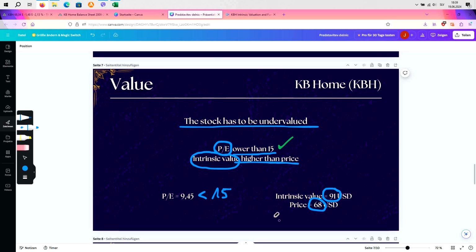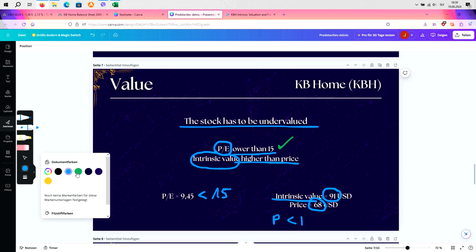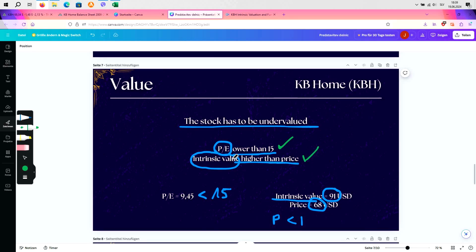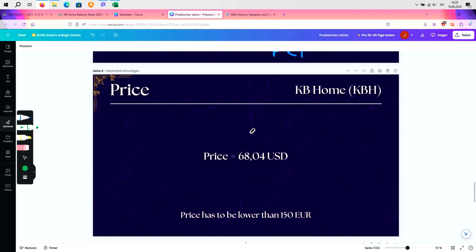The current price, so let's mark it as P here, the current price is lower than the intrinsic value. So that means that the current price is undervalued based on this calculation right now here. So that's an amazing sign, bro, because that means that the company is also, based on intrinsic value, or so to say fair price, undervalued, okay?